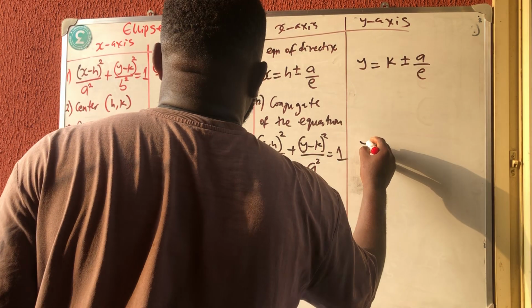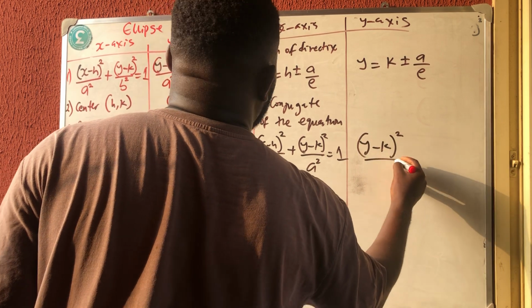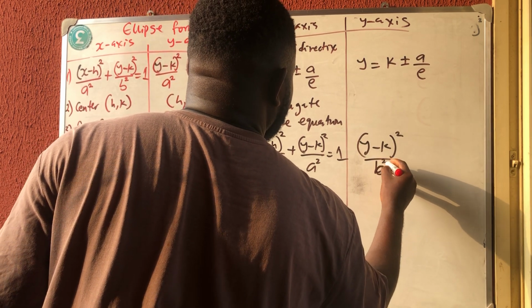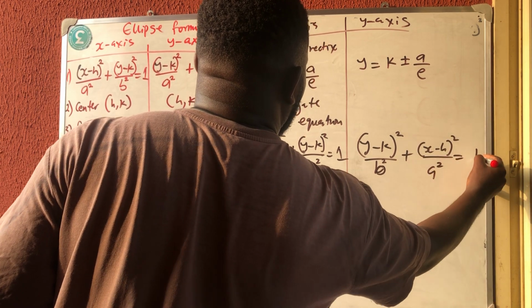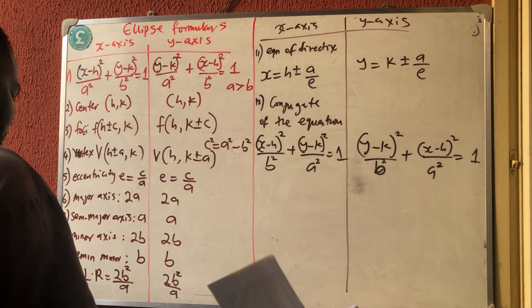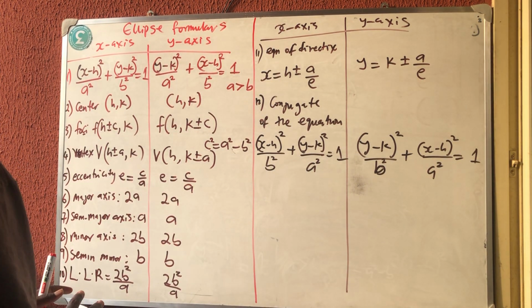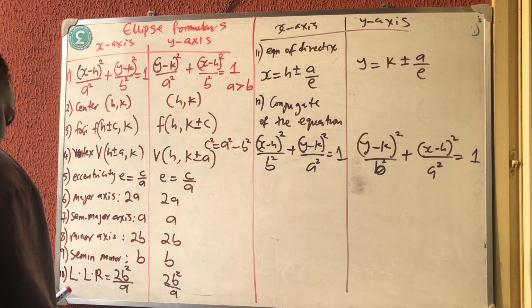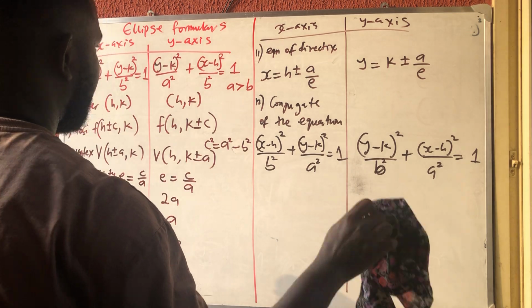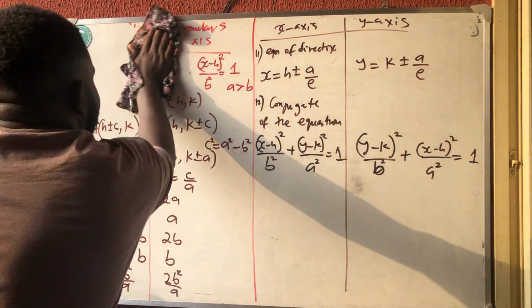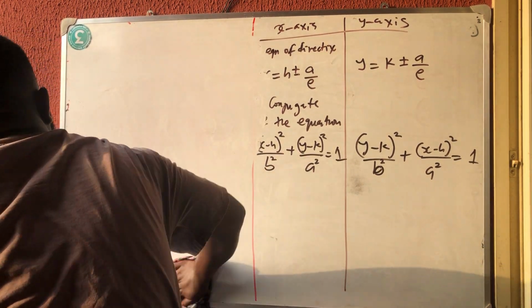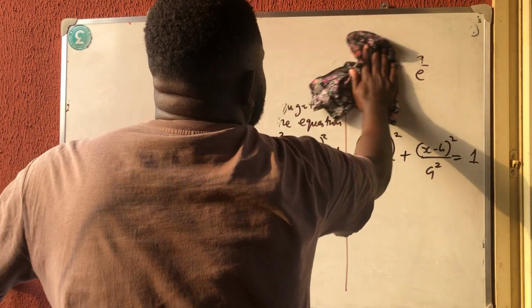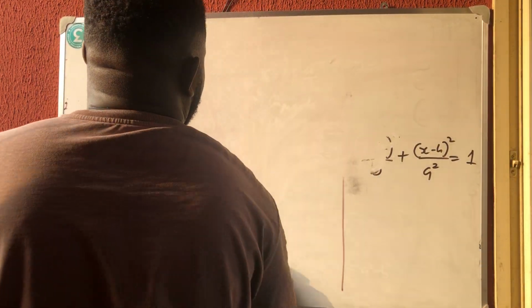So for this side will now be y minus k all squared over b squared plus x minus h all squared over a squared is equal to 1. So that is that. Now we are going to solve some problems involving ellipse so that you understand. Please, these formulas, write them down and memorize them. These are the only things they can ask you in exam about ellipse, apart from tangent to an ellipse.